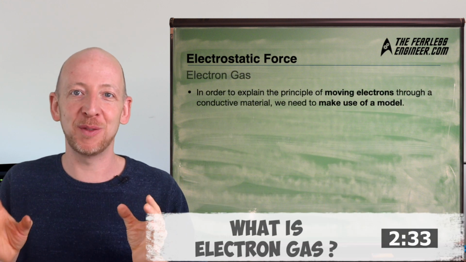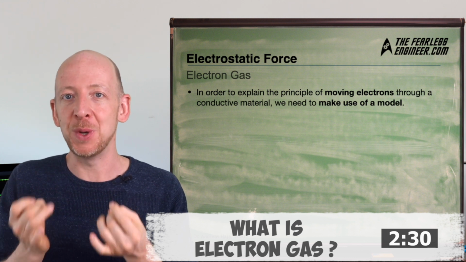Now, in order to explain the principle of moving electrons through a conductive material such as a copper wire, we need to make use of a model.